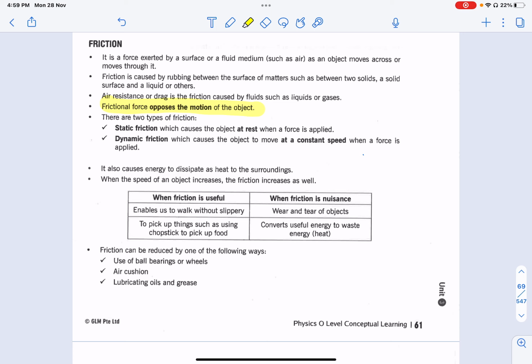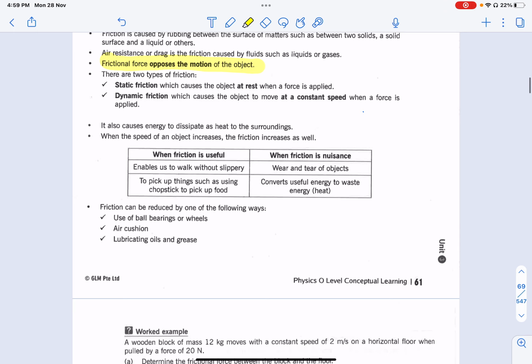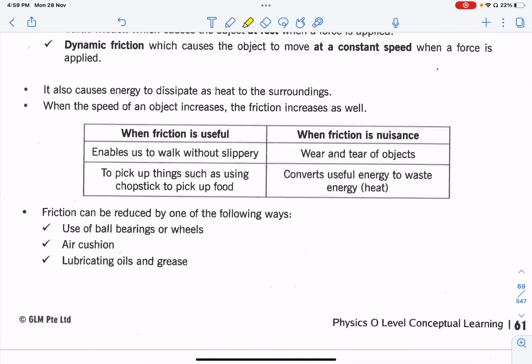So the two types of friction are static friction, which keeps the object at rest when a force is applied, or dynamic friction that can cause the object to move at a constant speed when a force is applied. It also causes energy to dissipate as heat to the surroundings because the surfaces are touching each other. And when the speed of the object increases, friction would also increase. So you will generate more heat. Another nuisance is that it will cause a lot of wear and tear.